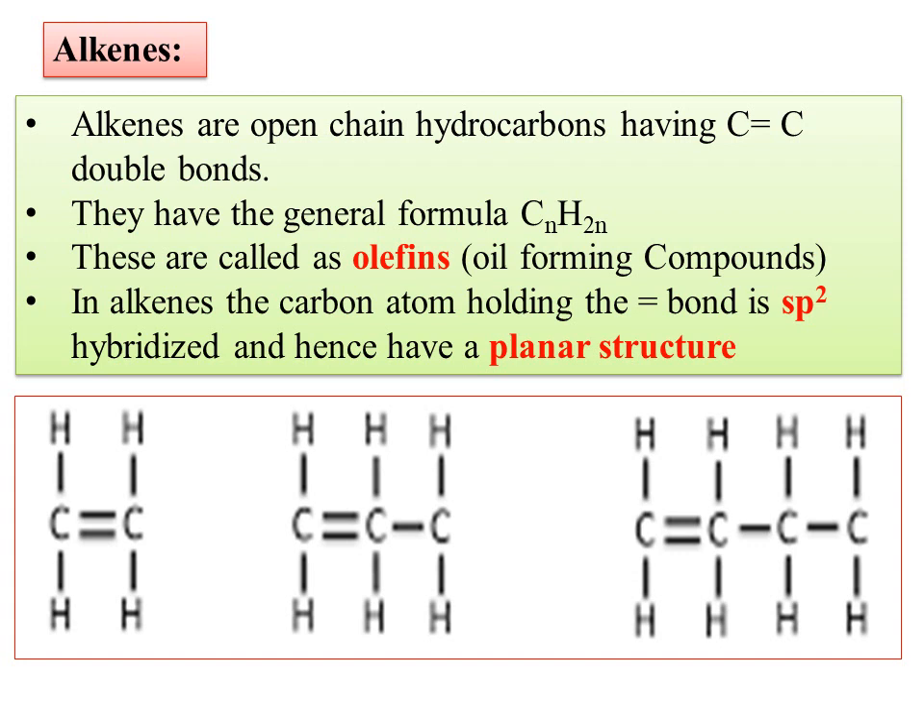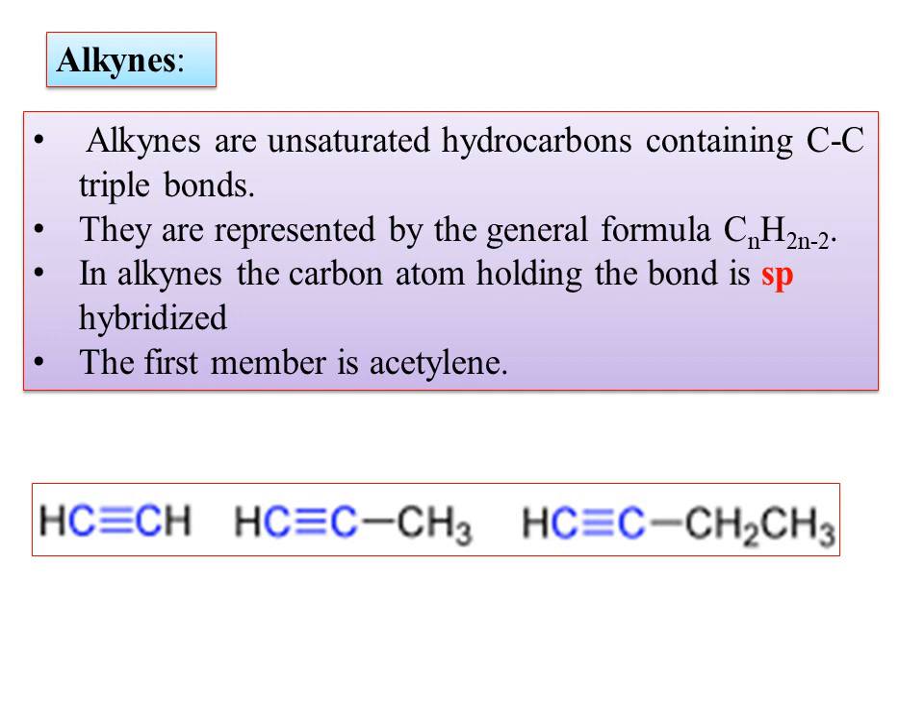So this is the classification of hydrocarbons based on their structure. If they have a single bond, we call them saturated or alkanes. If they are unsaturated with a double bond, we call them alkenes. If they are unsaturated with a triple bond, we call them alkynes. Alkynes are unsaturated hydrocarbons containing carbon-carbon triple bonds. They have the general formula CnH2n-2 and the carbon-carbon bond is between sp hybridized carbons. The first member is acetylene.